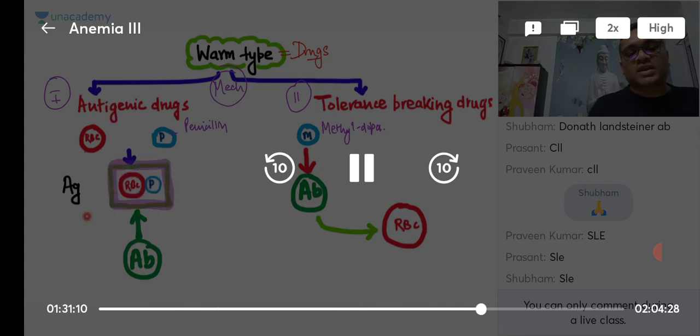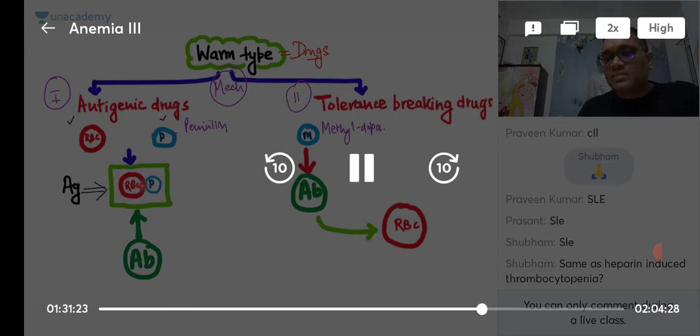So now this entire structure is like an antigen. RBC alone, penicillin alone, not an antigen. But when RBC gets attached with the penicillin, they behave like an antigen. So now this antibody is going to destroy this complex. I understood this antibody is going to destroy this penicillin with RBC.